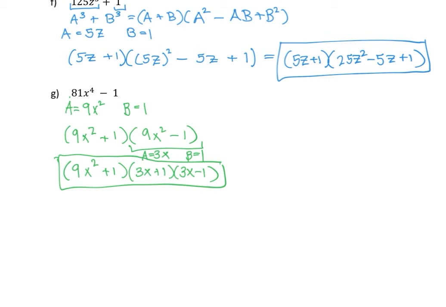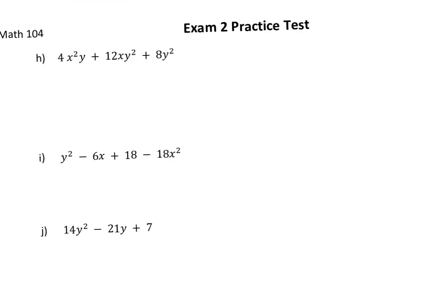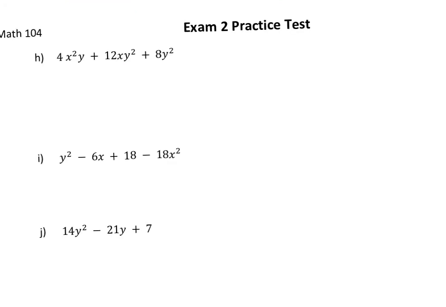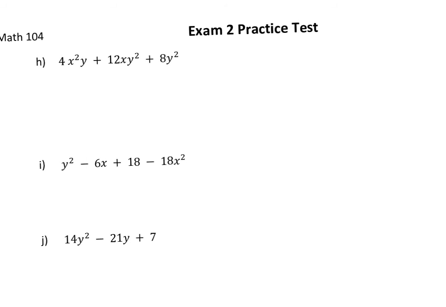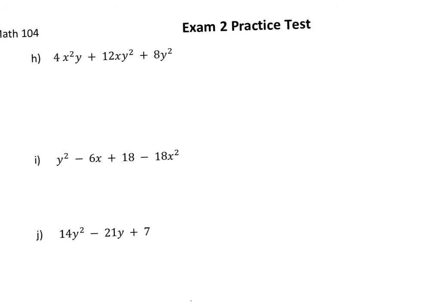Okay, that's the factoring for the second page. Let's go ahead and move on to the third page. All right, let's start here with h on this page. So I have 4x squared y plus 12xy squared plus 8y squared. All right, there's a common factor of a 4 that I can pull out and a common factor of y.